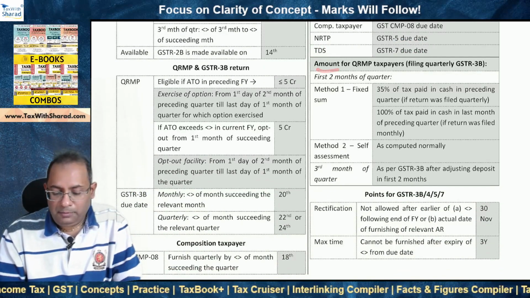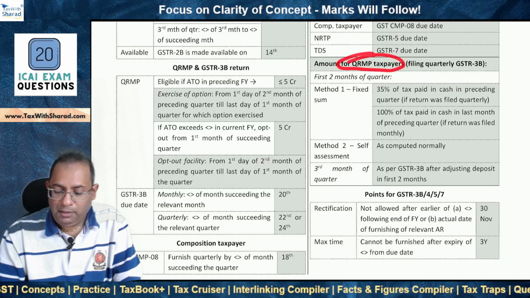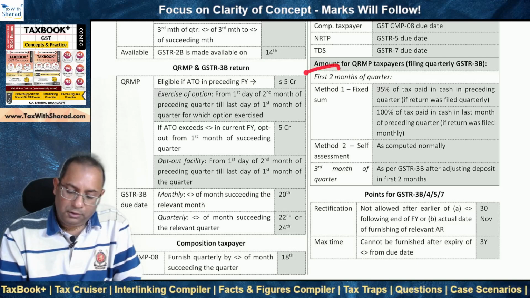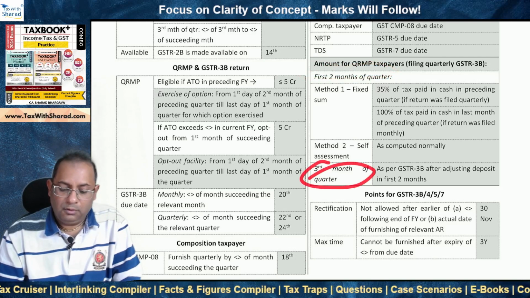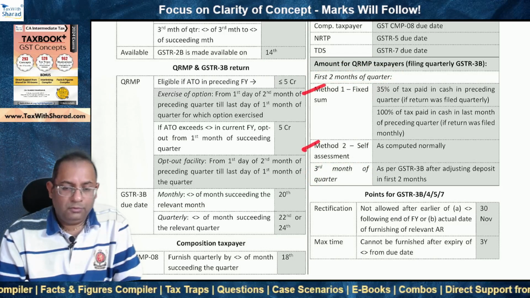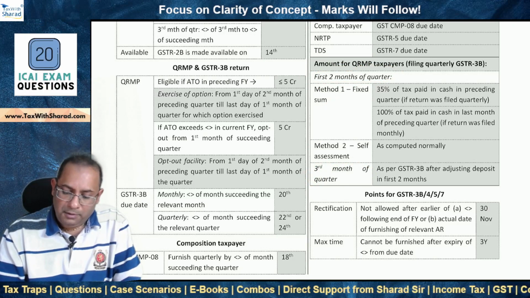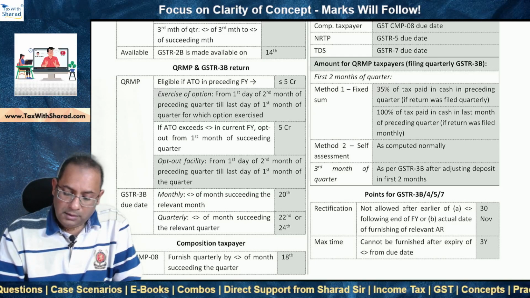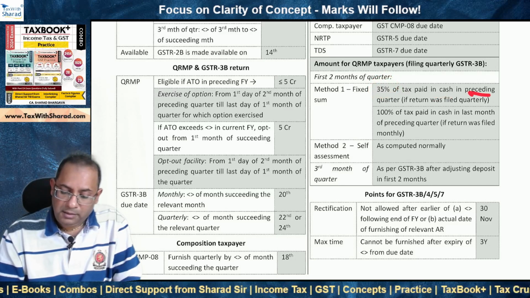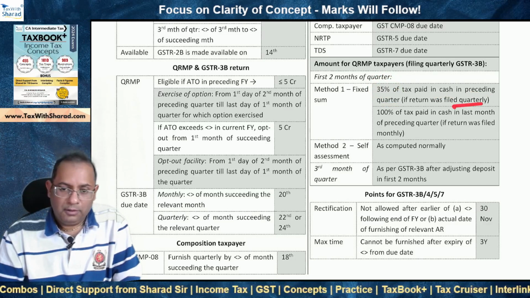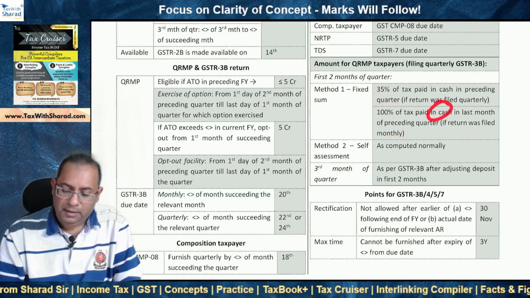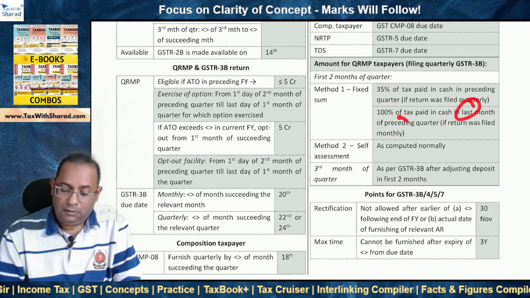What is the amount which needs to be paid for QRMP taxpayers who are filing quarterly GSTR 3B? So they need to pay an amount for the first 2 months of a quarter and then for the third month of the quarter. For the first 2 months of the quarter, they can adopt method 1 or method 2. Method 1 is the fixed sum method, as per which the amount to be paid is 35% of tax paid in cash in the preceding quarter if the return was filed quarterly. And if the return was filed monthly, then it is 100% of tax paid in cash in the last month of the preceding quarter.